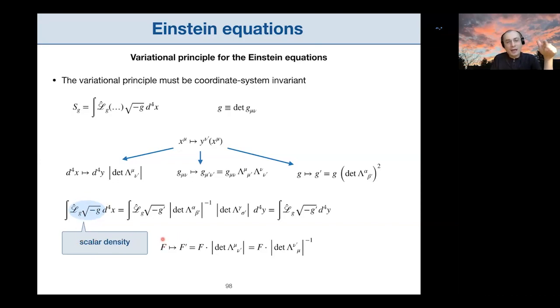It's a quantity which, under the coordinate transformations, transforms simply by the multiplication by an appropriate power of the determinant of the Jacobian. Multiplying a scalar by this type of square root of determinant changes this thing into a scalar density. And scalar densities are exactly the type of quantities you very much like to integrate over a four-dimensional volume, because in this case, the integral is coordinate invariant. Otherwise, if we took a scalar here, the precise value of this integral would depend on the coordinate system we choose. But we would prefer our variational principle to be coordinate system invariant because we want to get coordinate system invariant equations in the end.